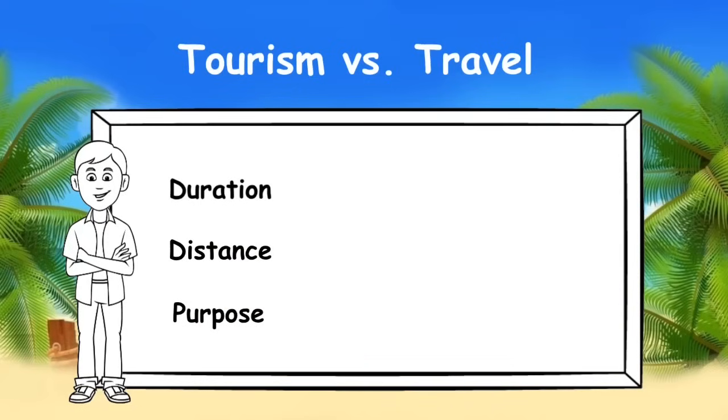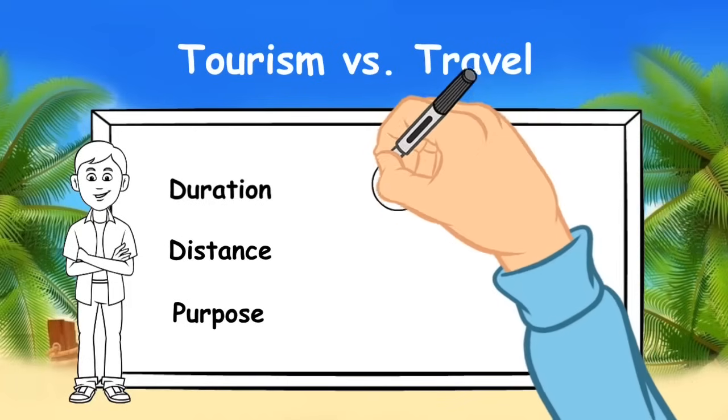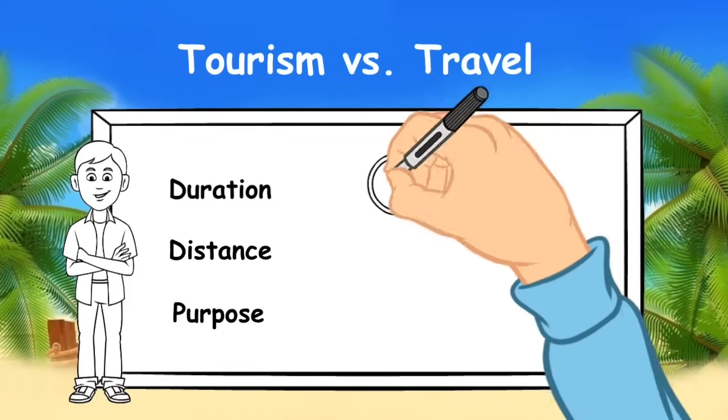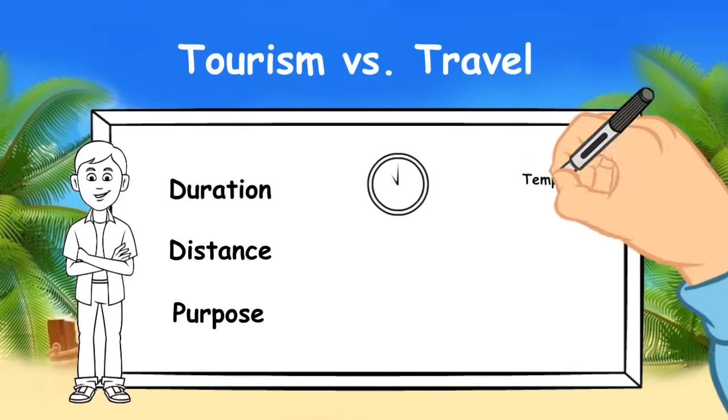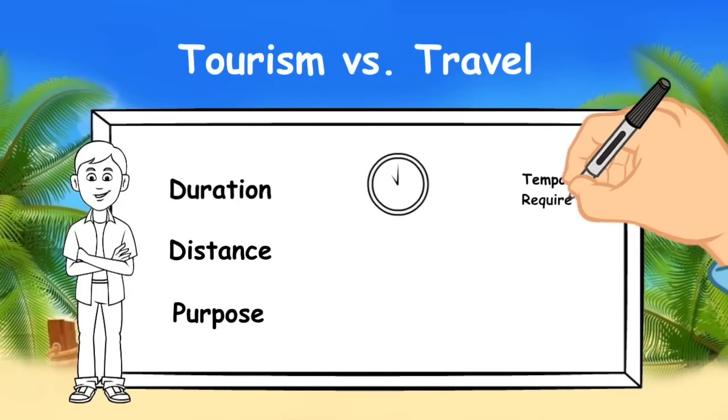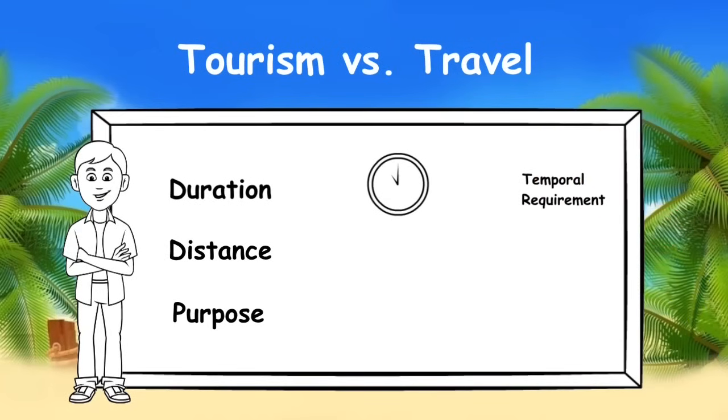purpose. The first criterion examines the duration of the trip. It has to do with how long the trip lasts. For a trip to be considered tourism, it must be shorter than 1 year. This qualification is meant to exclude stays of a more permanent nature. There is no absolute minimum requirement with regards to duration, but trips of less than a couple of hours are usually not considered tourism. This is called the temporal requirement.